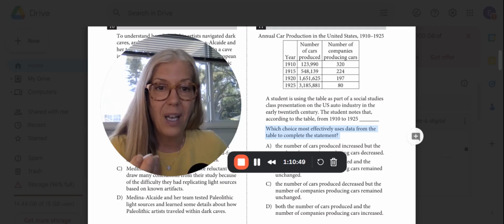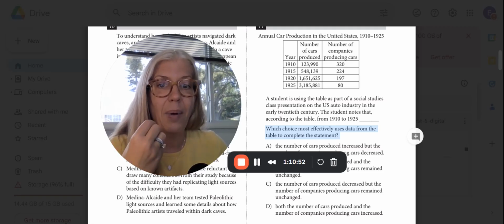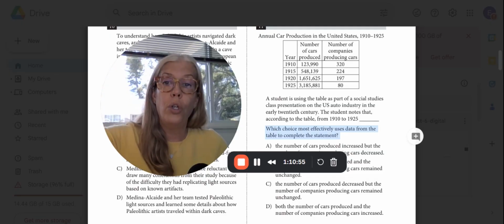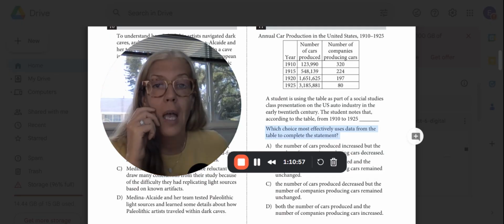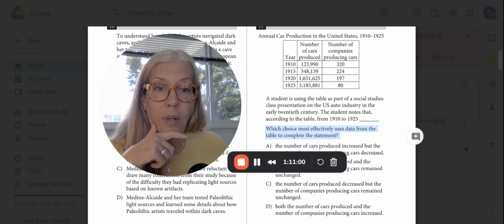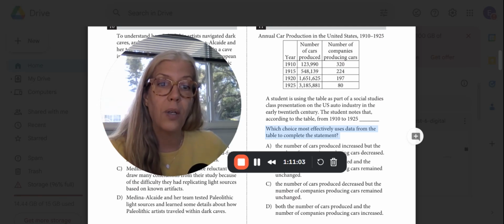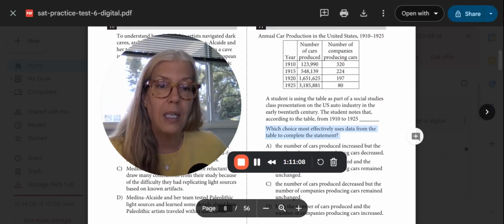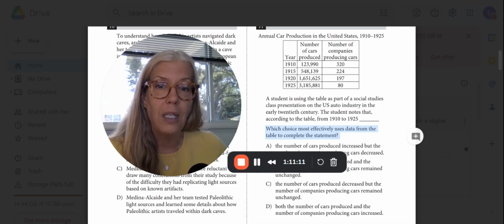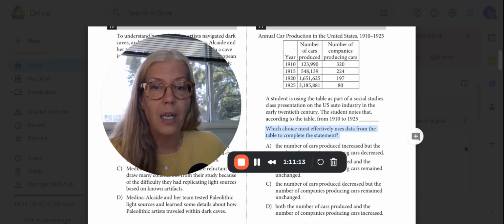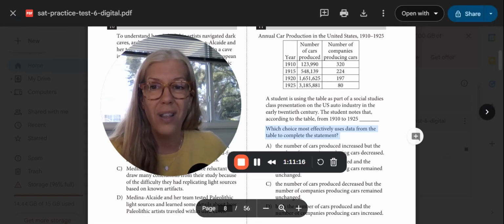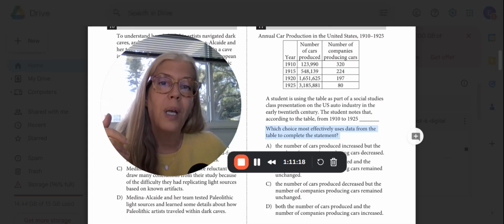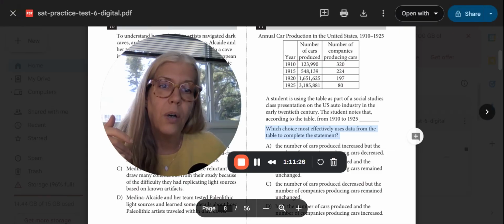Can't be too specific. We're using data from the table to complete a statement. All the table, the whole table. So it can't be very specific. So a student is using the table as part of a social studies class presentation on the U.S. auto industry in the early 20th century. The student notes that according to the table from 1910 to 1925, now I'm looking at the table, and then I'm just going to look and see, is there anything that I could notice before? So from 1910 to 1925, the number of cars produced definitely went up, and the number of car companies producing cars went down.